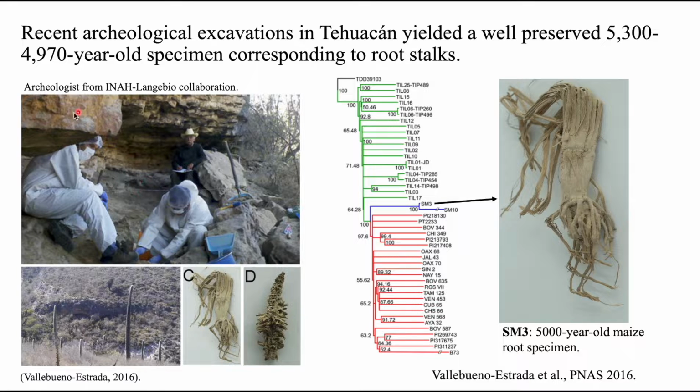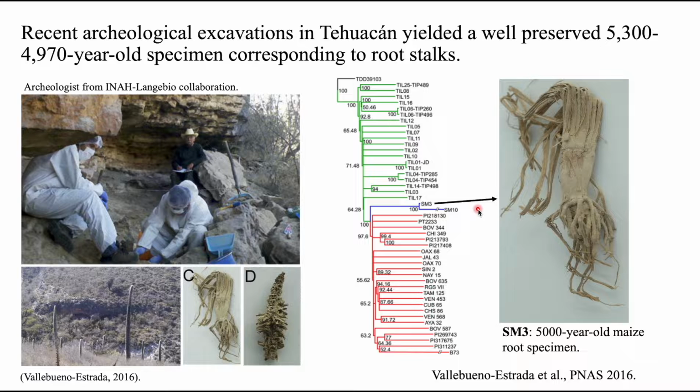And Miguel Vallebueno, who is in this picture, extracted ancient DNA from these samples, and he was able to construct a phylogeny considering several teosintes in green and maize landraces in red. And what he found was that the specimens SM3 and SM10 were in the middle of the phylogeny. They didn't belong to the teosinte population, but neither to the maize landrace population.